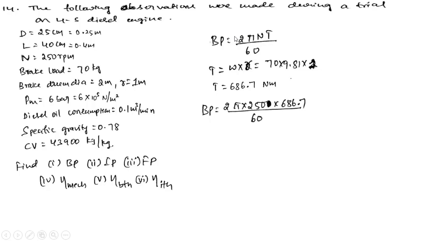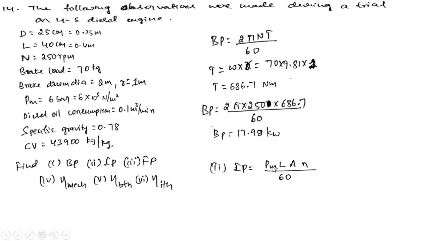Then substitute this in the expression: BP equals 2 pi, and speed of the engine is 250 rpm, into 686.7 Newton meter, divided by 60. We will get some higher value in terms of watt. Again it has to be divided by 1000. We will get BP as 17.98 in terms of kilowatt. BP is equal to 17.98 kilowatt. Next IP is to be calculated.